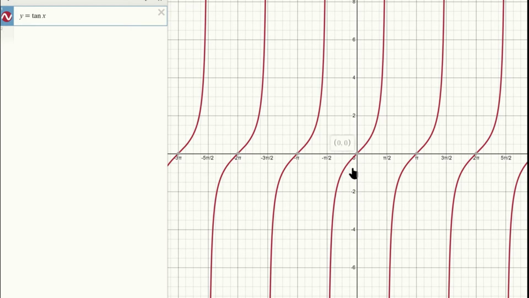Notice that tangent is not defined at negative pi over 2 or pi over 2. So when we restrict the domain, we're not going to use the closed interval from negative pi over 2 to pi over 2. We're going to choose the open interval from negative pi over 2 to pi over 2.